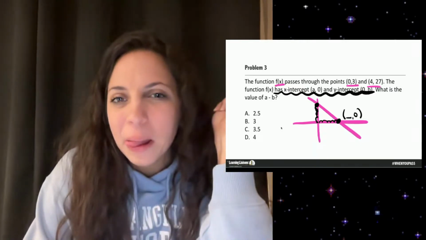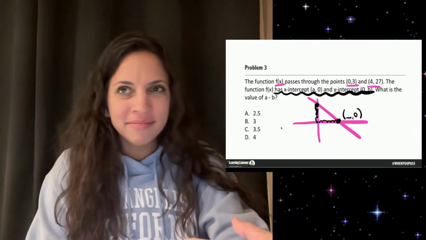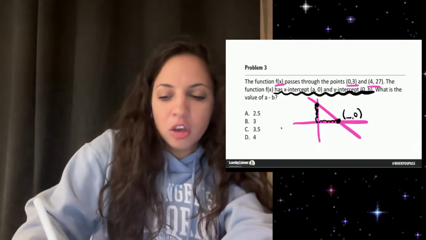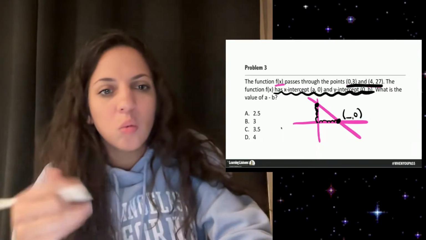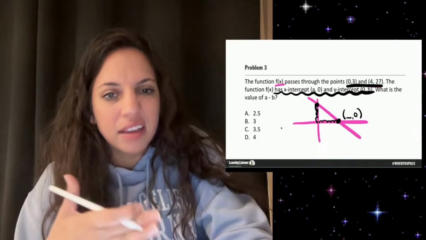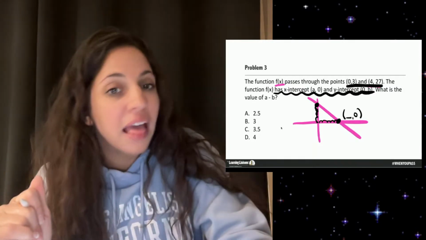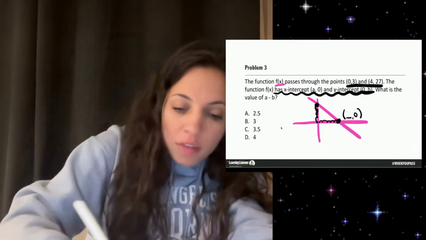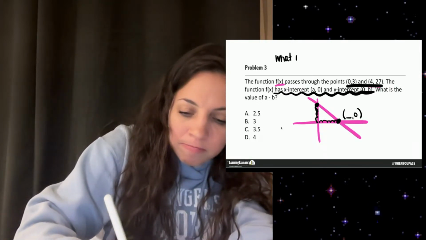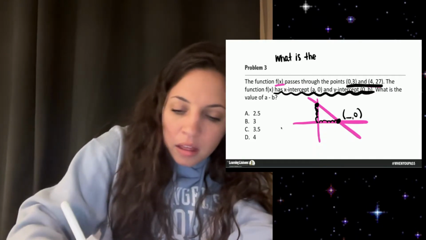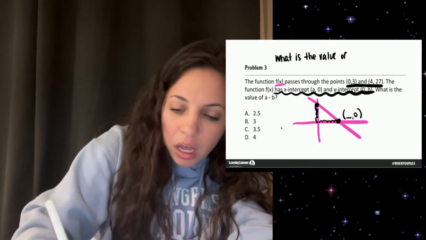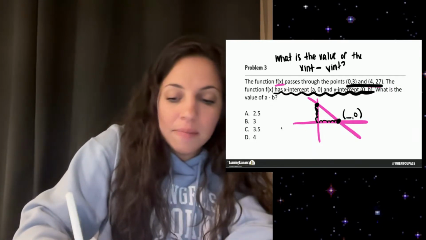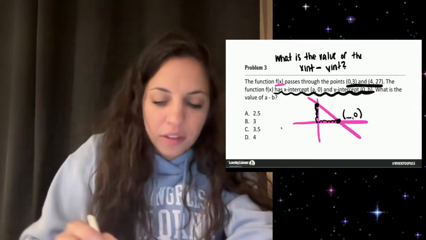So all that said, there's a whole bunch of lingo in here. If they took all of that out and said, hey, we have a line and it goes through these points, what is the value of the x-intercept minus the y-intercept? That is all they are asking in a bunch of words. That's it. Well, now we can just solve for that.